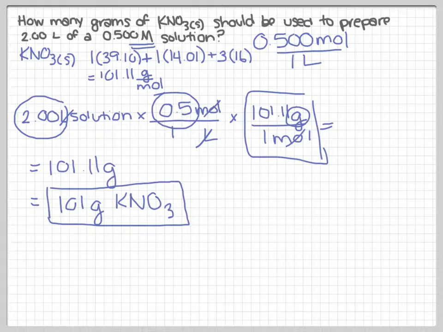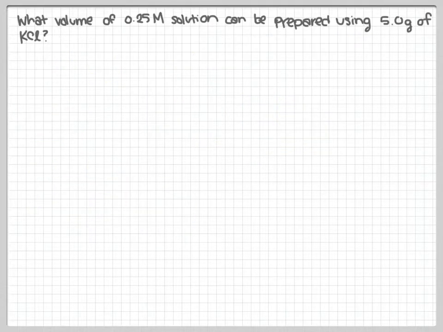So you can see that we've used 2 conversion factors to get from the units they gave us to the units that we wanted. One more question. What volume of 0.25 molar solution can be prepared using 5 grams of potassium chloride? Pause the video, see if you can get the answer, and then we'll try together.